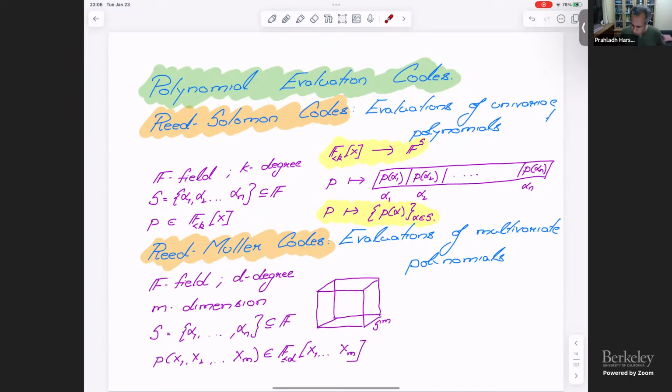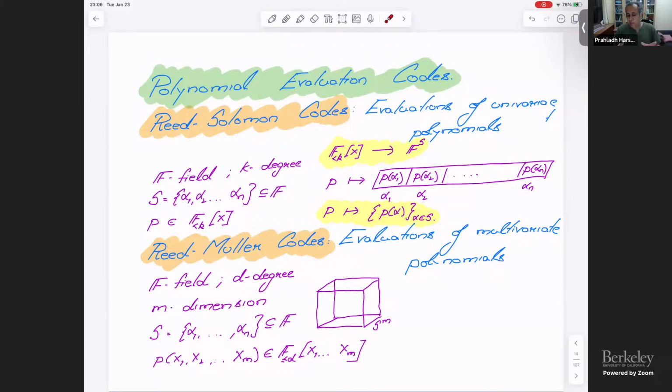And the Reed-Muller code is almost exactly similar. The only difference now being that you're not in the univariate setting, you're in a higher dimensional setting. So the ambient dimension is some m, 2, 3, or a larger dimension. You have a set of points S, and you're looking at the evaluation of the Reed-Muller polynomial on a grid of size S to the m. The field is much larger.